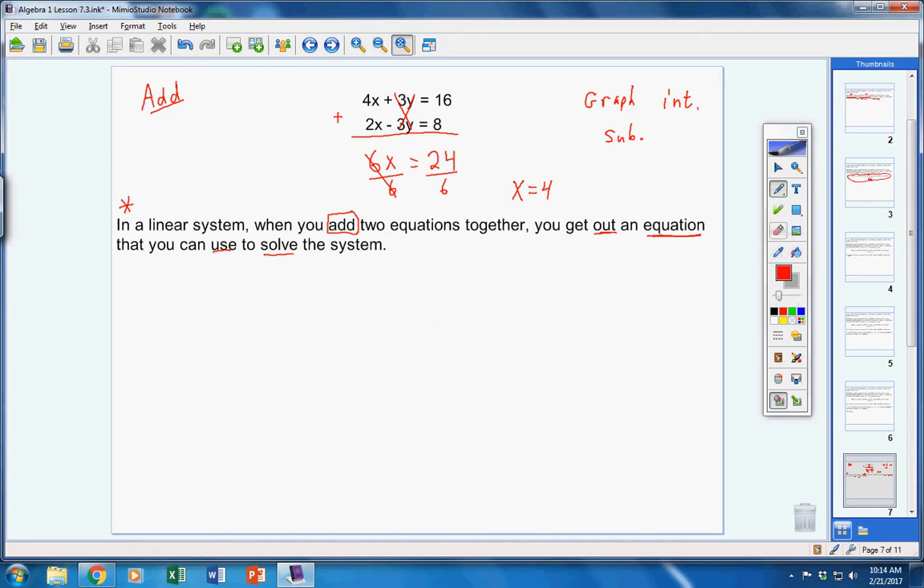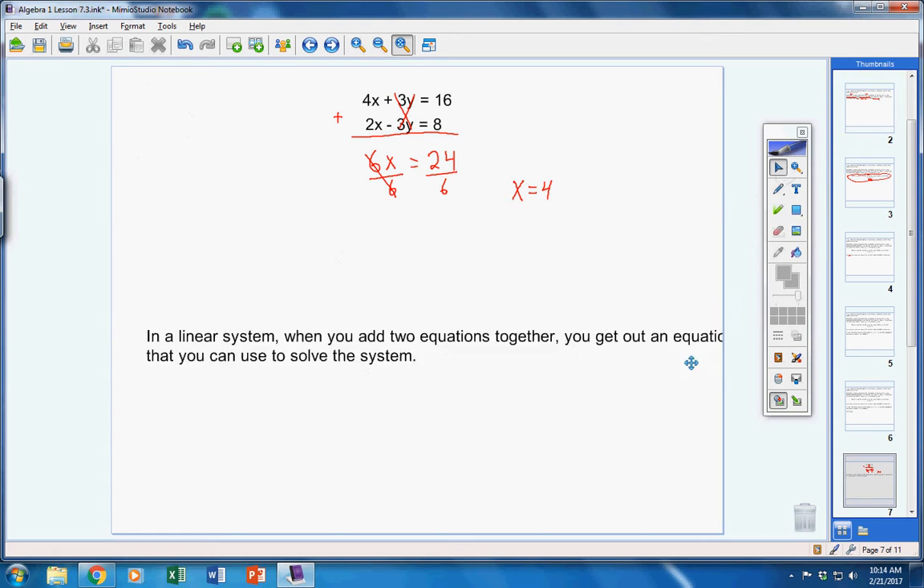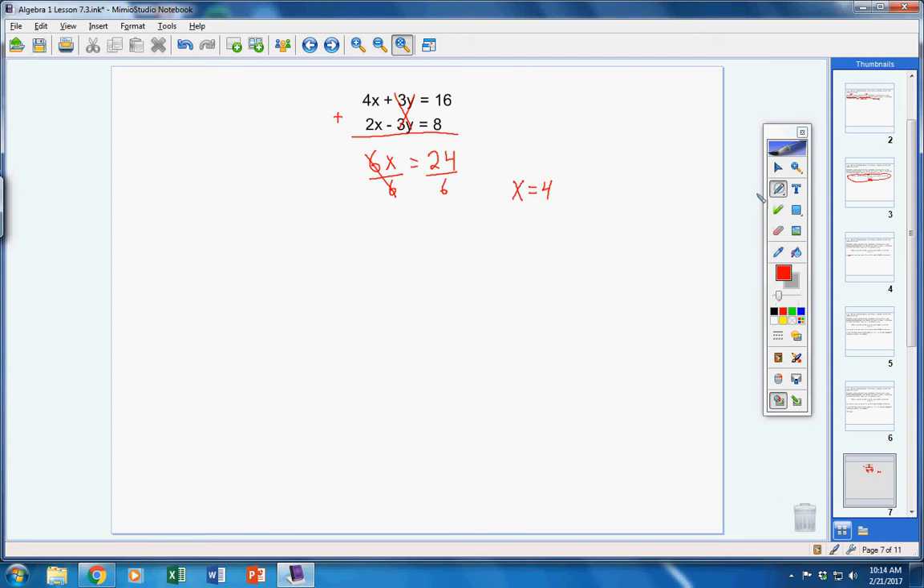So the only thing left to do now is to simply solve for y, and I'm finished, right? Isn't that true? So you say, Mr. Earhart, which equation do I use? Do I use the top equation, or do I use the bottom equation? Guess what? It doesn't matter, and I'll show you.